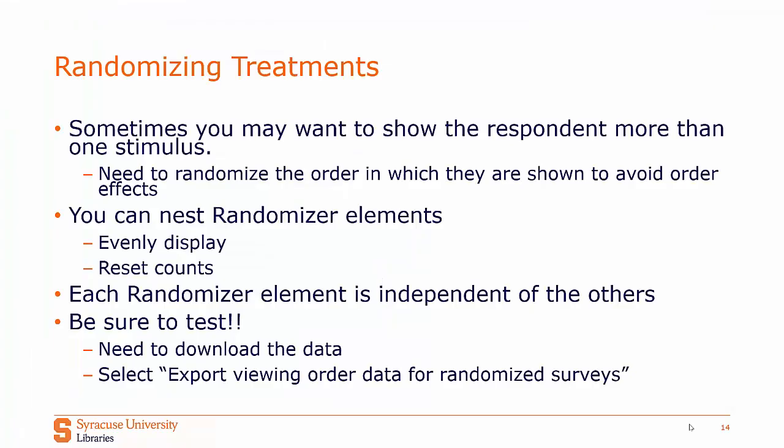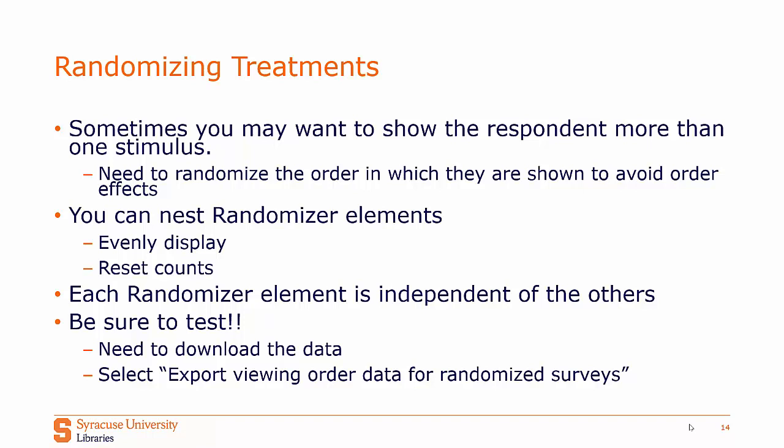In Qualtrics, you can also randomize the treatments that your respondents see. Sometimes you may want to show the respondent more than one stimulus, and you need to randomize the order in which they are shown in order to avoid order effects. In Qualtrics, you can nest randomizer elements. Again, you want to make sure that you evenly display the elements and reset all counts as you do your testing, and of course before you distribute your survey.